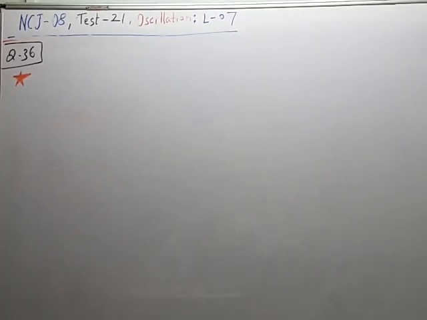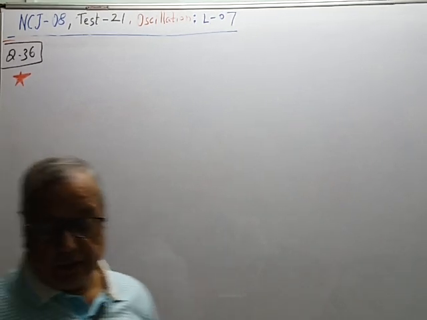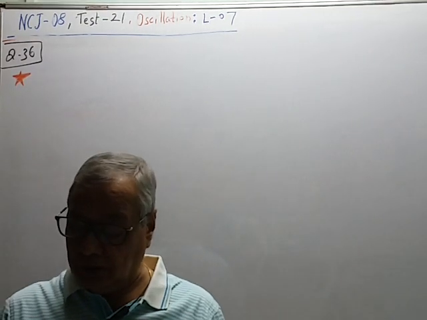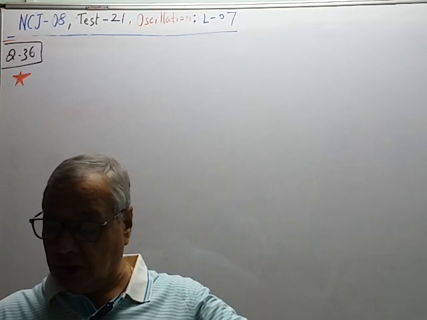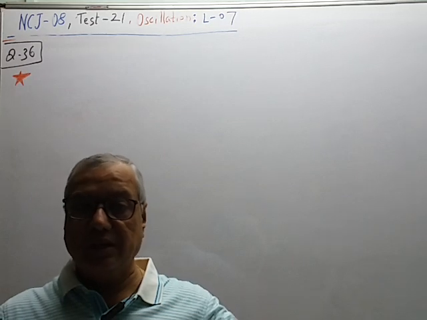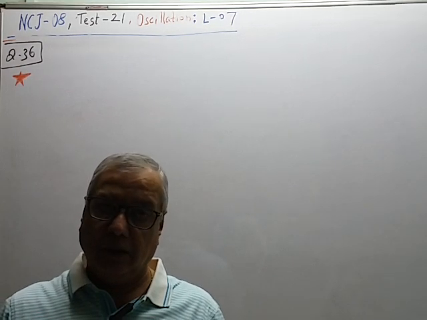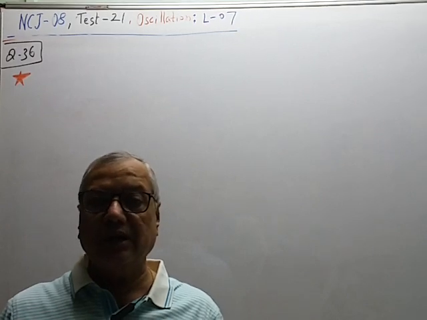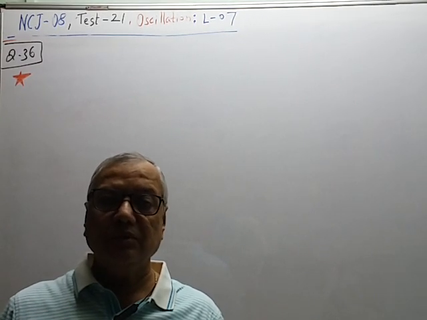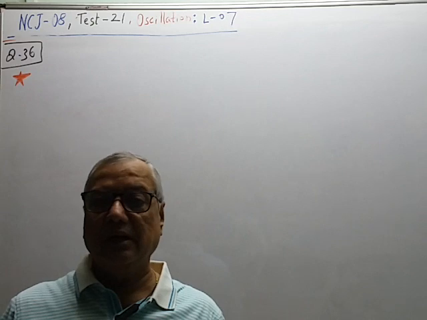Next, question number 36. It is a new type. If length of the second pendulum is increased by 2%, how many seconds it will lose per day? Actually, here they have not given the word lose, we are asked whether it will lose or gain, and by how much time the clock will lose or gain per day.